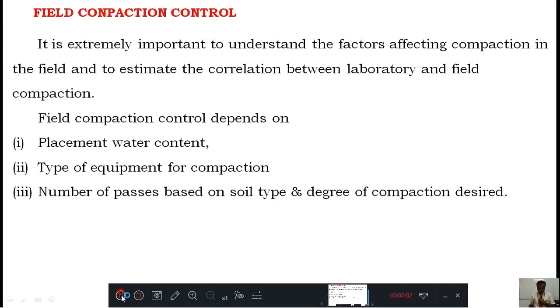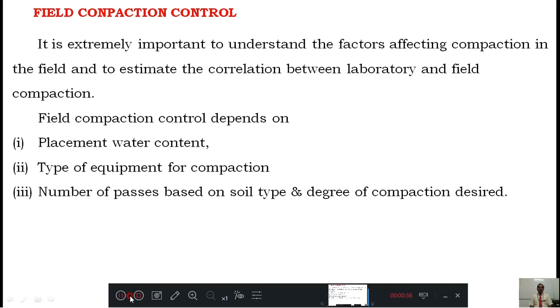In the previous classes, we started module 2, second chapter, which is compaction. In that, we already studied various headings, for example, definition, standard and modified proctor test, factors affecting compaction, and properties affected by compaction. We also studied the zero air voids line and compaction energy. These all concepts we studied. Now we are going into the next chapter, that is field compaction control.